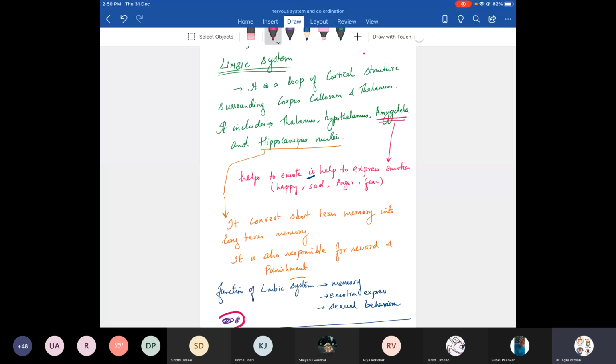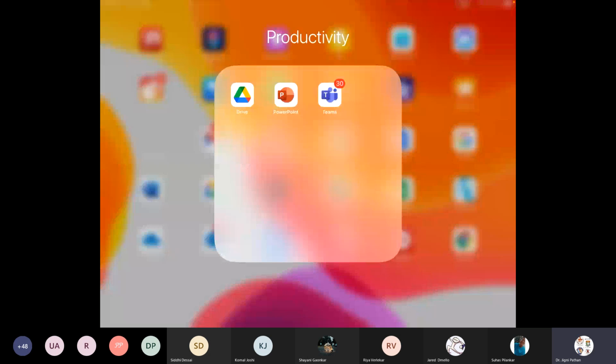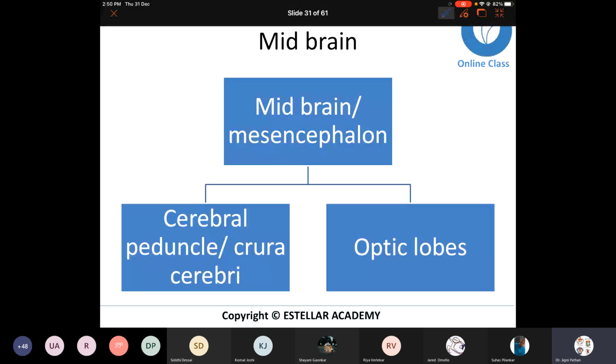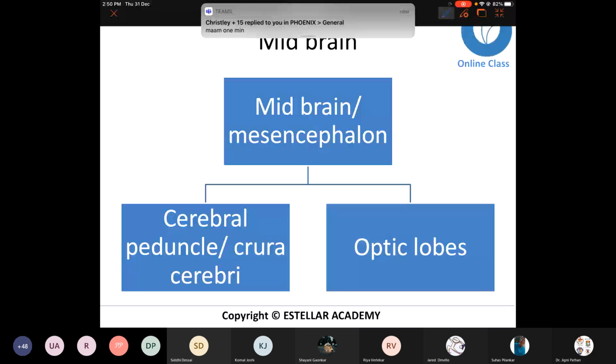Done. Next, we'll be discussing the midbrain. So, is it clear about the forebrain? Any doubts with the forebrain? Each and every one in the class, any doubts about the forebrain? Now we are moving to the next, that is called midbrain. Midbrain is also called mesencephalon.